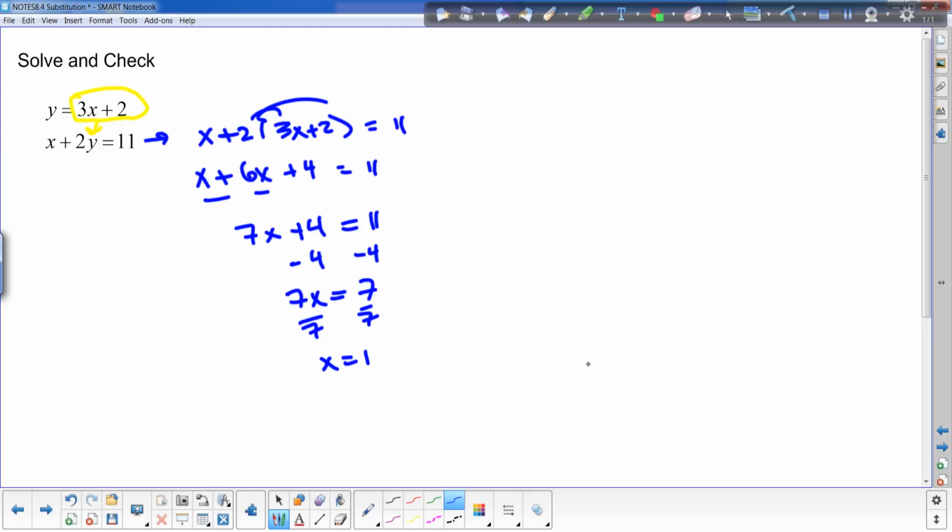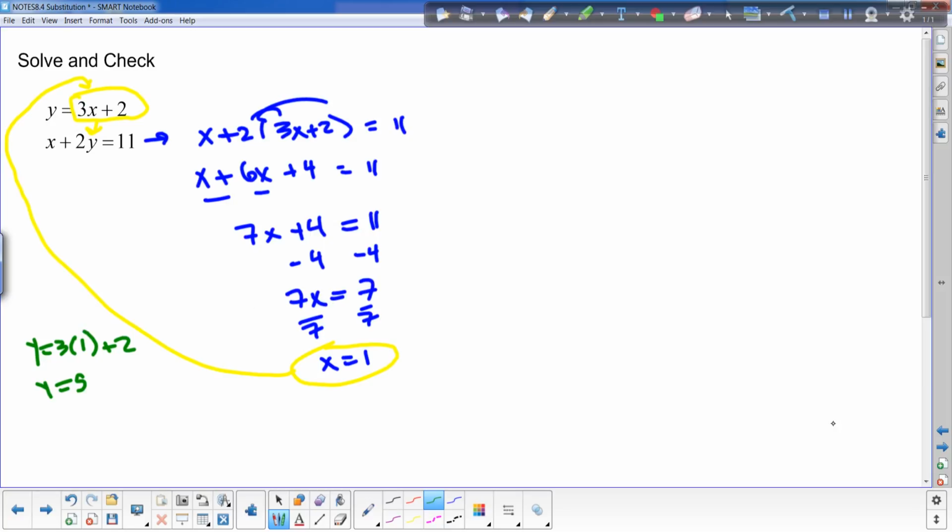Now, just like before, once I have an x equals, I have to plug it into any equation that has an x and a y in it, either this one or this one. I'm going to plug it back into this one. And when I do that, I would get y equals 3 times 1, because 1 was our x, plus 2, so y equals 5.